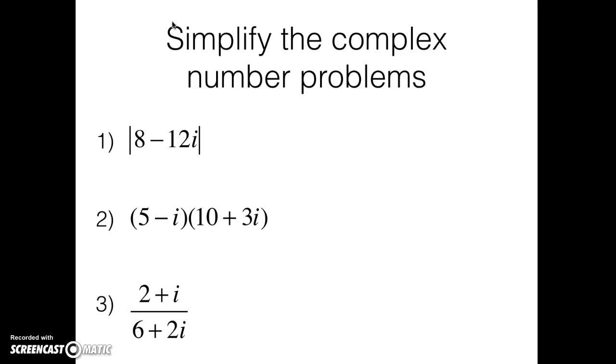What you're going to do now is simplify the following problems. So you're going to use the skills that you just watched. You're going to simplify the absolute value problem, the multiplication problem, and the division problem. Once you find your answers, you're going to show me your solutions. Make sure you show it to me before the end of class.